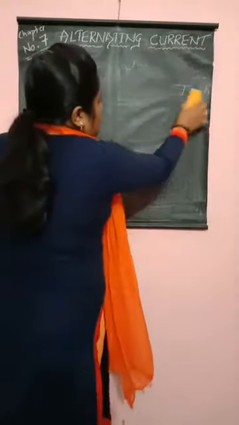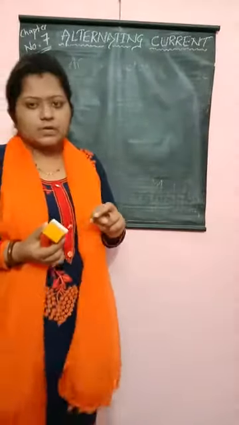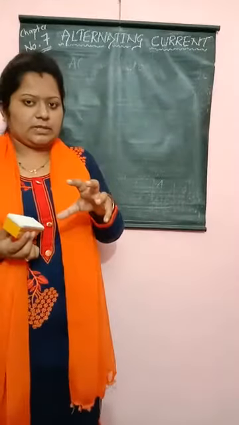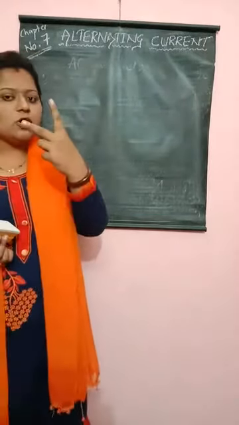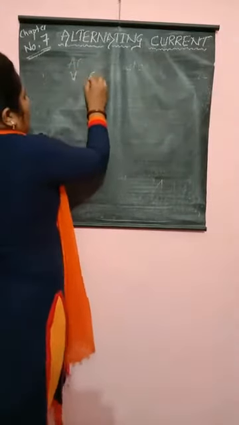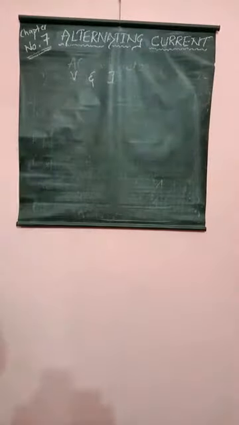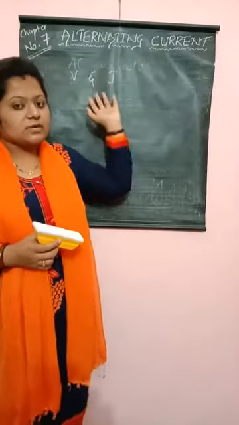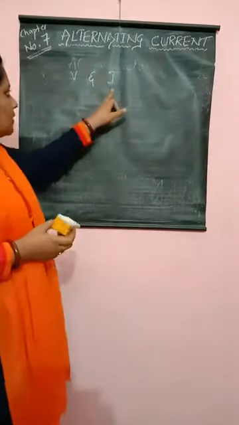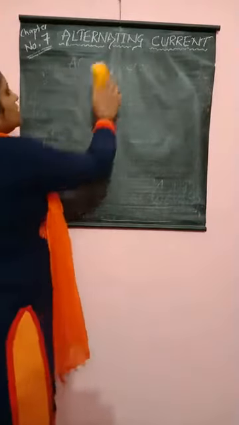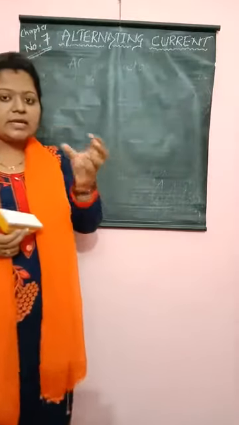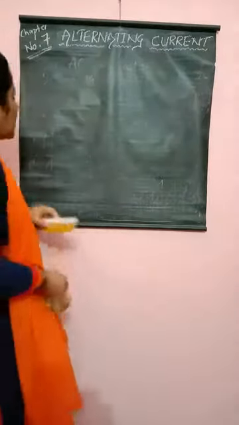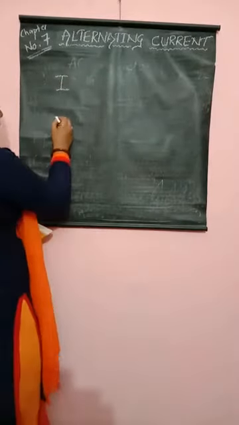When you think of current, you will think of two parameters. In current electricity you have studied that current has two properties, voltage and current, meaning V and I are the two most important parameters when studying current. So with respect to alternating current, you will have alternating current and alternating voltage: alternating current I and alternating voltage V.